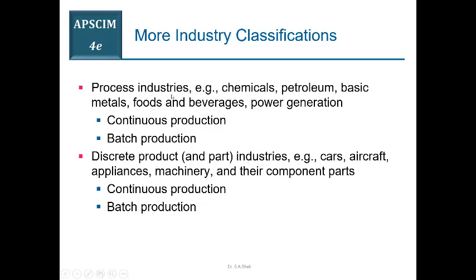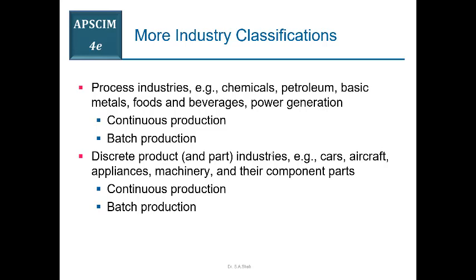So processing industries are those industries which use some chemical processes to transform the raw material from one form to another form. So इसमें ये सारे जो chemical industries है, petroleum industries है, foods and beverages, power generation, ये आ जाती है. And within the processing industries, we can have continuous type of production or batch production. Discrete part industries में ये होता है कि individual products आपके बनते हैं.